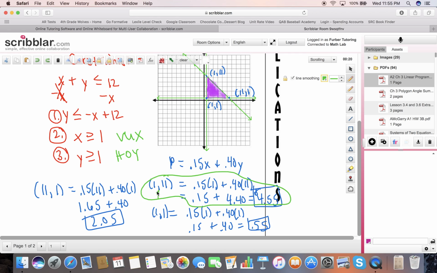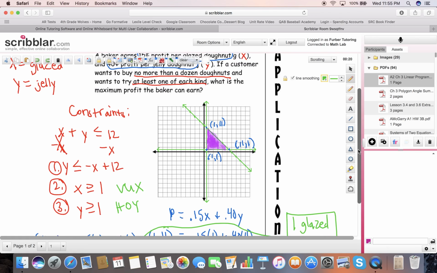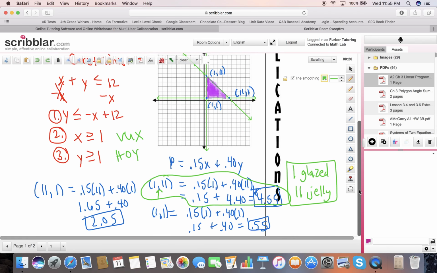So that equates to buying 1 glazed and 11 jelly. Okay, obviously he's going to make more money off of the jelly donuts. Okay, that's his maximum profit. So that gives you an indication of another example. Now I'm going to send you guys some more practice with linear programming word problems, but I wanted to at least give you the rest of your notes that you could fill in there.